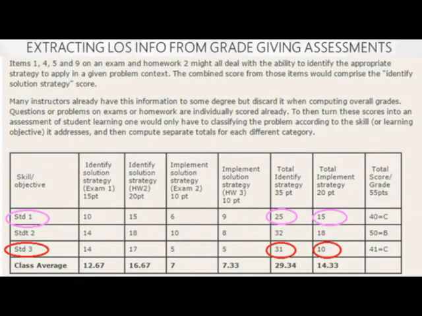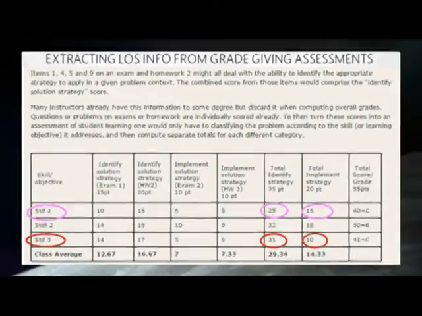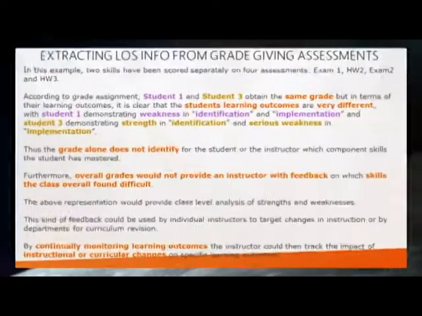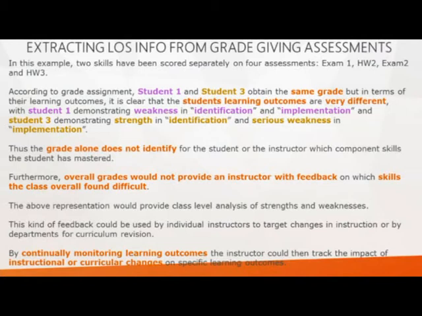Student 1 and Student 3 exhibit the same grade C, but very different performance in these two assessments. Student 1, 25 in identification and 15 in implementation. Student 2, 31 in identification and 10 in implementation. Now Student 1 has weakness in identification and implementation. Student 3 exhibits strength in identification and serious weakness in implementation. This information can be used as formative data to improve course delivery in real time.